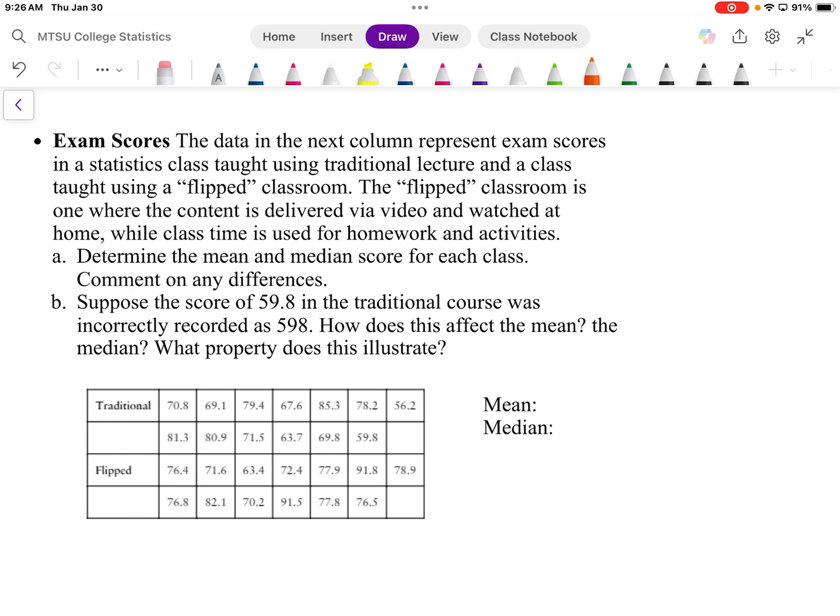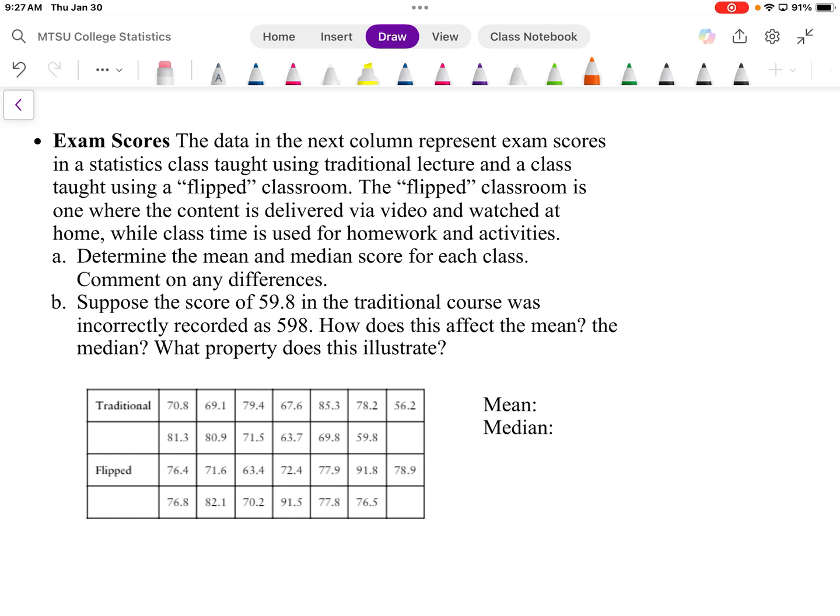As we look at this example, it says the next column represents the exam scores in a statistics class taught using a traditional lecture and a flipped class. The flipped classroom is one where you put the material out there via video, and then in class you do homework and other activities.